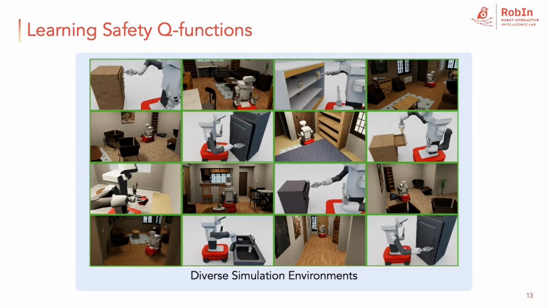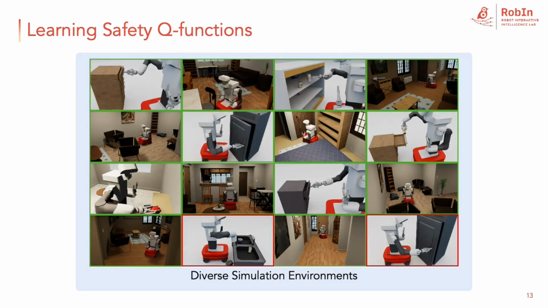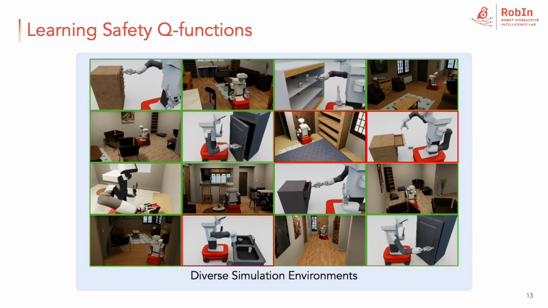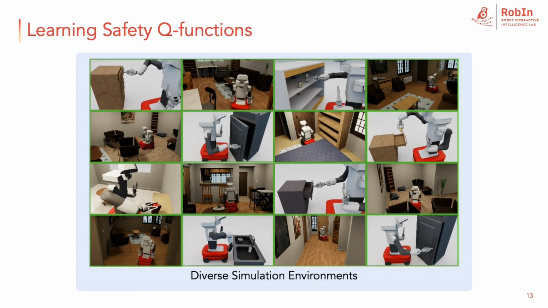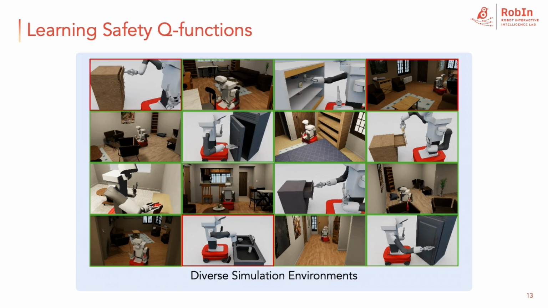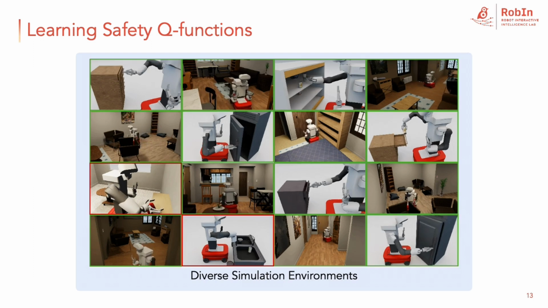We train an ensemble of safety queue functions in domain-randomized simulation environments by sampling random and noise-corrupted task-related actions. The queue functions are trained on different scenarios including articulated object interaction, rigid body pick-and-place, and base navigations.